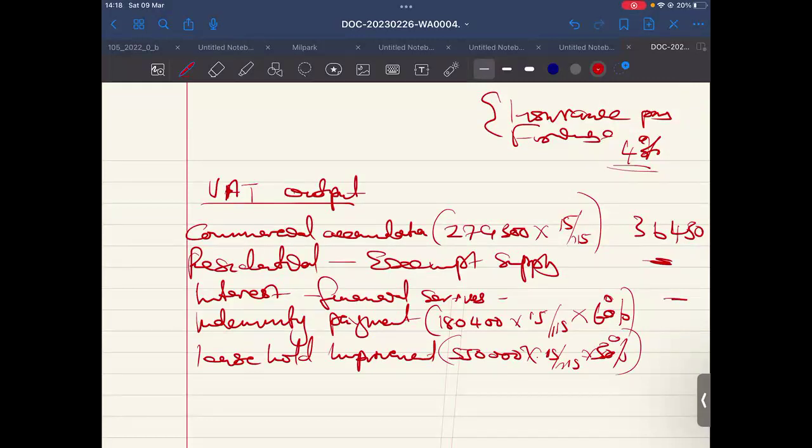So that's how we deal with improvements. You just say your improvements times 15 over 115 times the non-taxable portion, which is 30%. We are going to deal with improvements when it comes to calculation of tax liability, not VAT. How much are you getting here, good people?